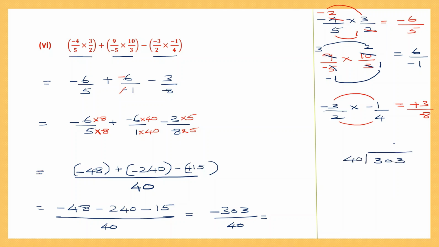So 40 into 7. 4 sevens are 28, isn't it? So 40 into 7 will be 280. Trying to get a number close to 303. So this is 3 and then we borrow. So this is 10 minus 8 is 2. So 7 we have as a quotient, 23 is a remainder. So now let's use that. 7, 23 by 40 and don't forget to put the minus sign.